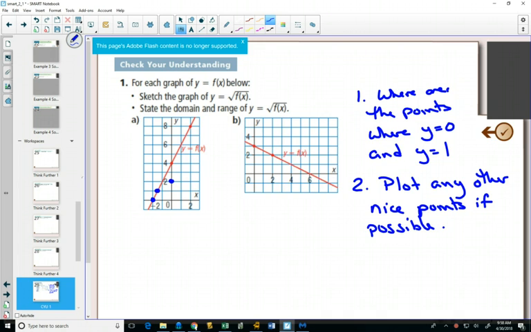We have up here somewhere where it's 9. It looks like it's at 2.5, 9. So I would have 2.5, 3. Those would be nice points.